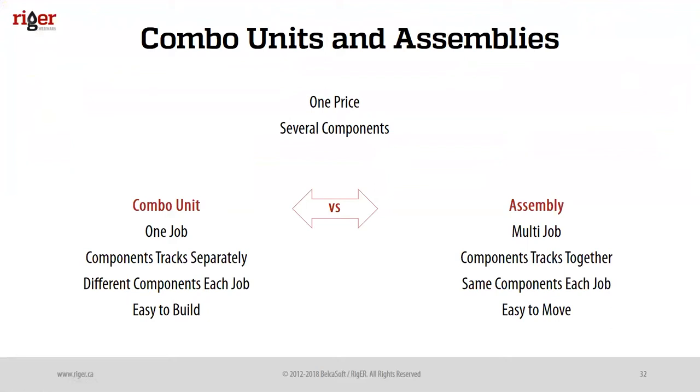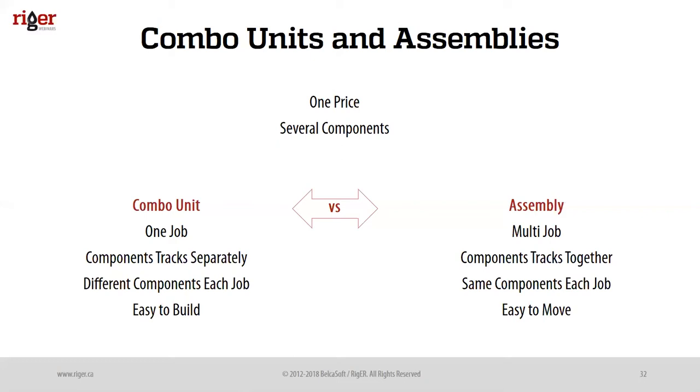I'd like to move forward and show you the difference between combo units and assemblies. So combo units and assemblies is one price, one piece of equipment with several components. However, combo units are usually designed for one job, assembly for multiple jobs. So the components track separately in a combo unit and components track together in case of assembly. Different components each job for the combo unit, and the same components each job for the assembly.